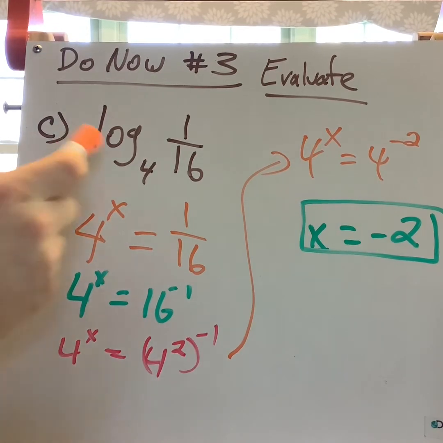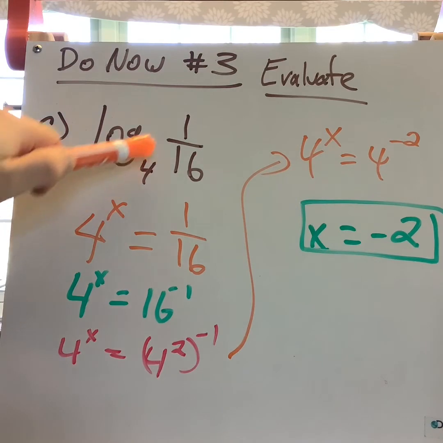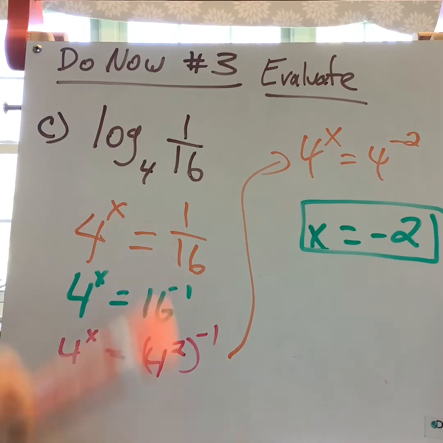Because, again, log just means what power. That's why we introduce it that way. What is the exponent of 4 that gives us 1/16? Well, if it gave us a fraction, you know you have to have a negative exponent there. That's the way we go from a base that's an integer into a fraction.